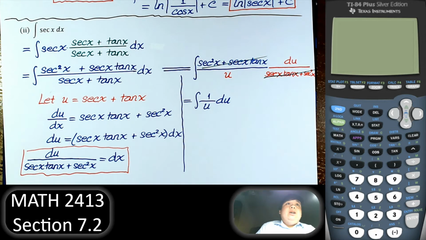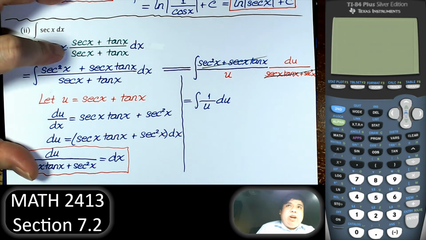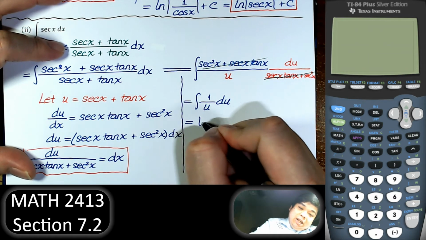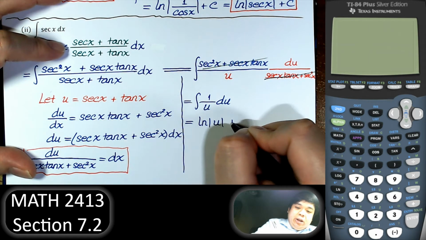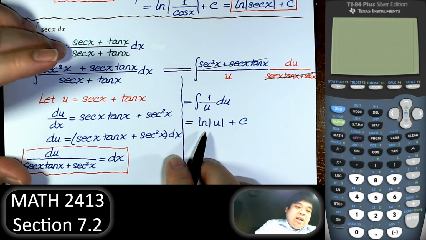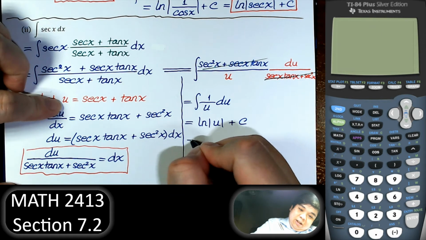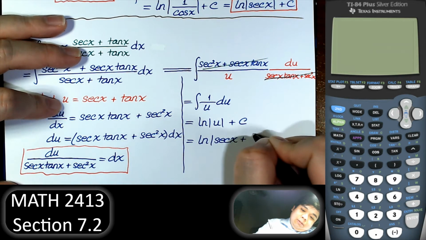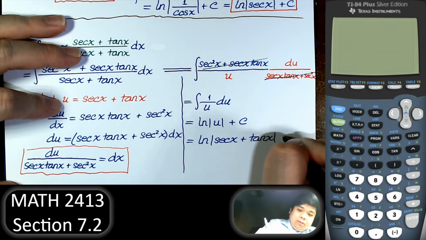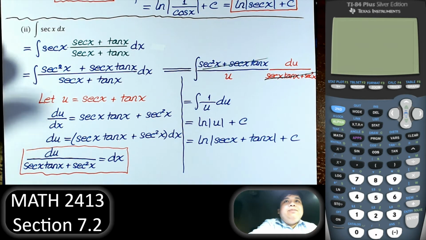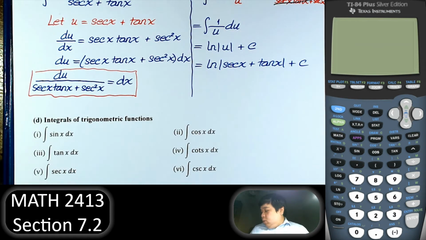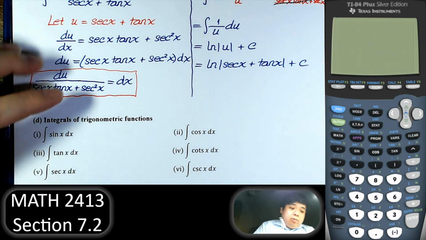So even though we have to do this trick, when it works out, it cancels out, and we just have 1 over u du, which is the integral of that, ln of absolute value of u plus c, and u is secant x plus tangent x. Right. That is the integral of secant. Now put all of them together, we have the integral of trigonometric functions as follows.